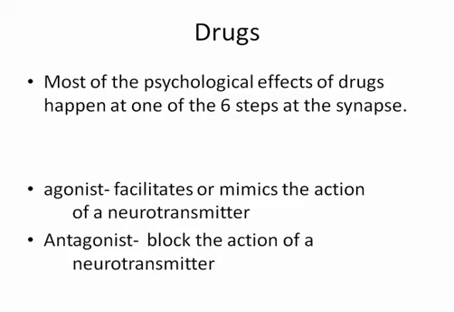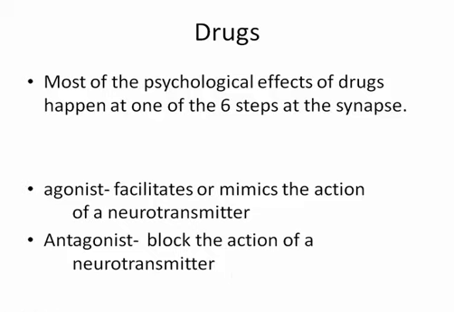Neurotransmitter is released in the 6 steps at the synapse. So basically, most of the psychological effects of drugs happen at one of the 6 steps at the synapse. So what you have is drugs will either be an agonist, which will facilitate or mimic the action of a neurotransmitter, or the drug would be an antagonist, which would block the action of the neurotransmitter.